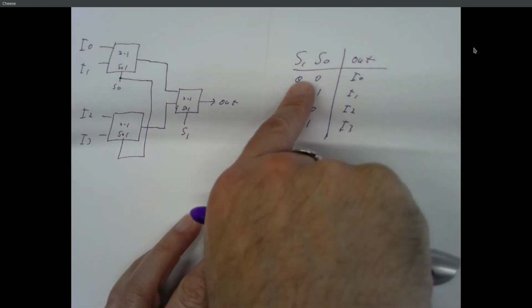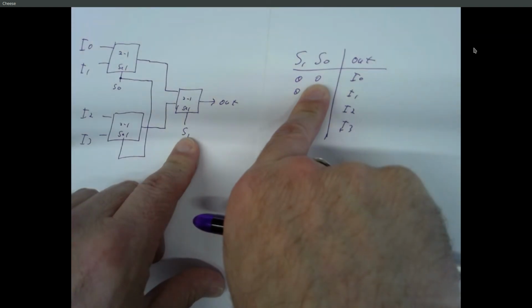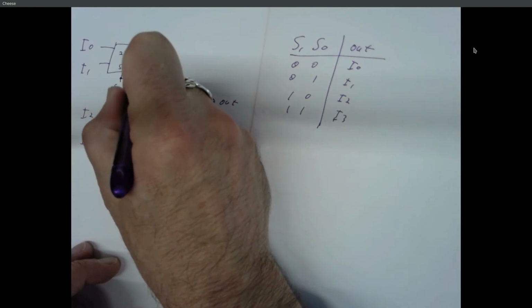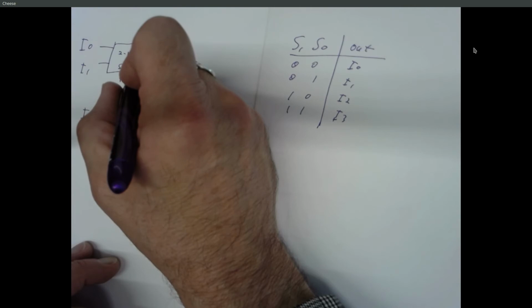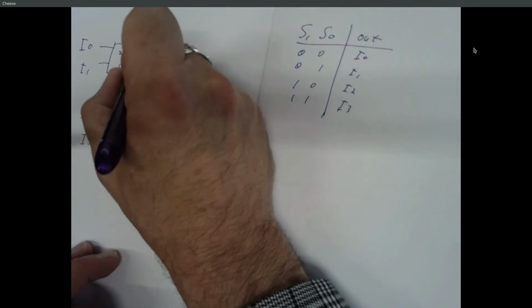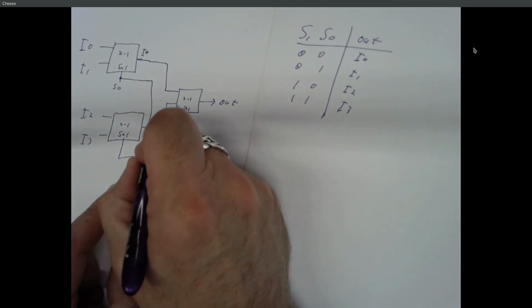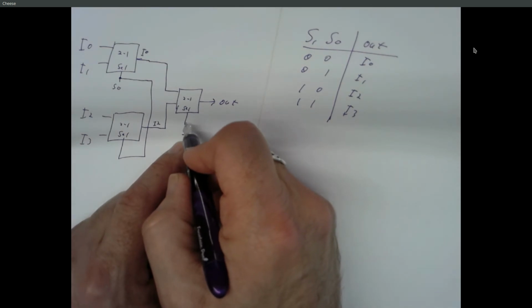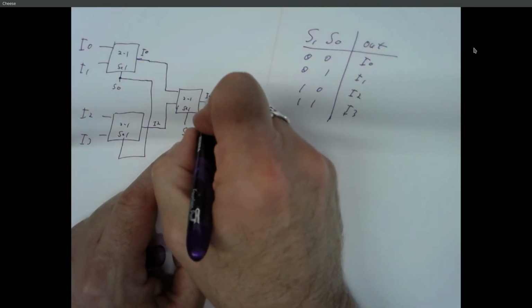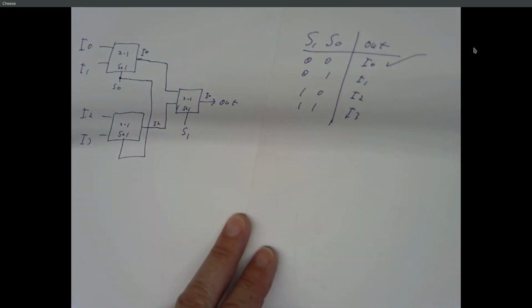So let's suppose that our select inputs are 0, 0. So S0 is a 0, S1 is a 0. Well, if S0 is a 0, what's the output right here? I0, right. That's fine. And what's the output down here? I2. So now we have I0 and I2 going in here, and if this select is also a 0, what's the output? I0. So that's the correct output if S0 and S1 are both 0.